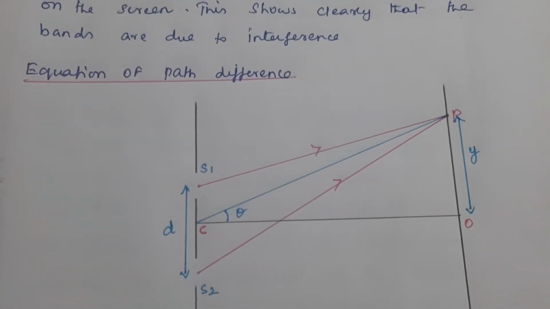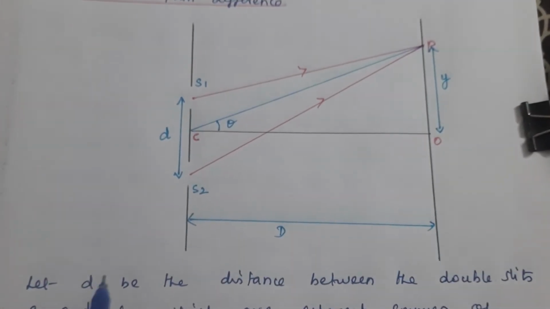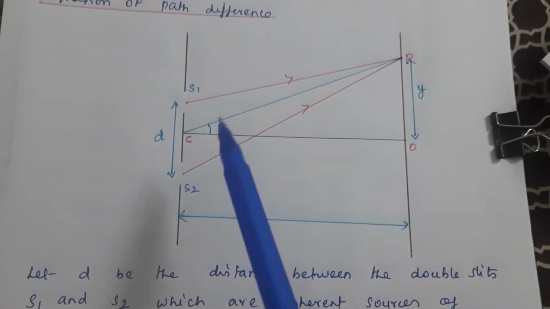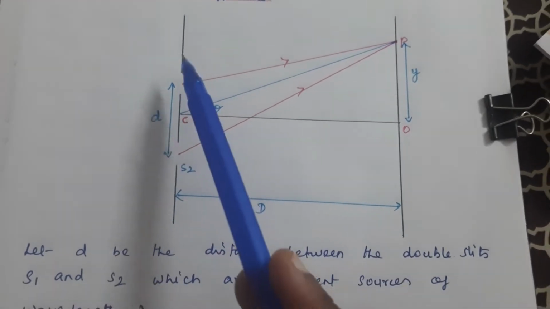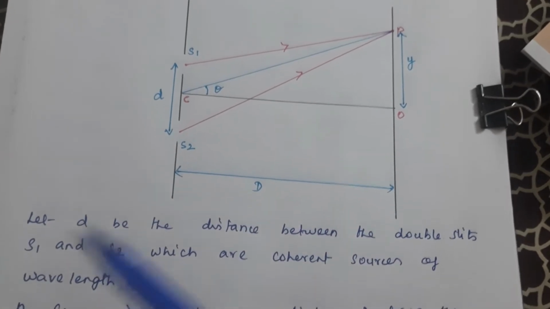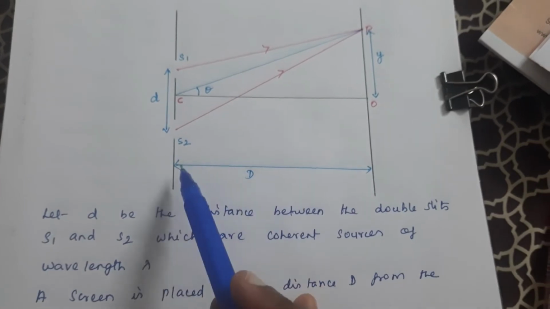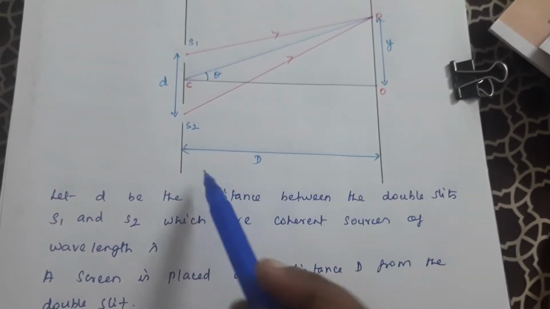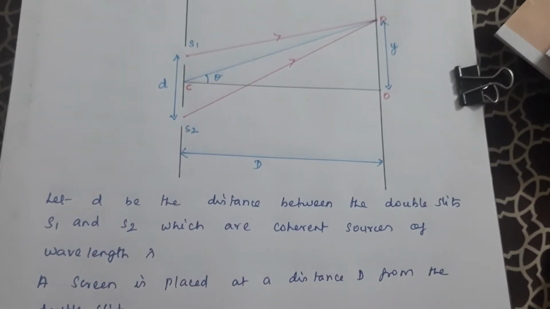Now we are going to find out the equation for path difference. Let d be the distance between the double slits S1 and S2. So here you can see S1 and S2. The distance between them is what? d. S1 and S2 are coherent sources having wavelength lambda. Now a screen is placed at a distance D from the double slit, capital D. So the distance between the slit and the screen is capital D.